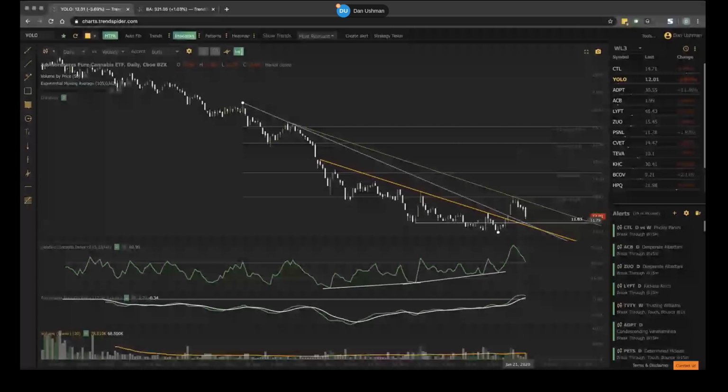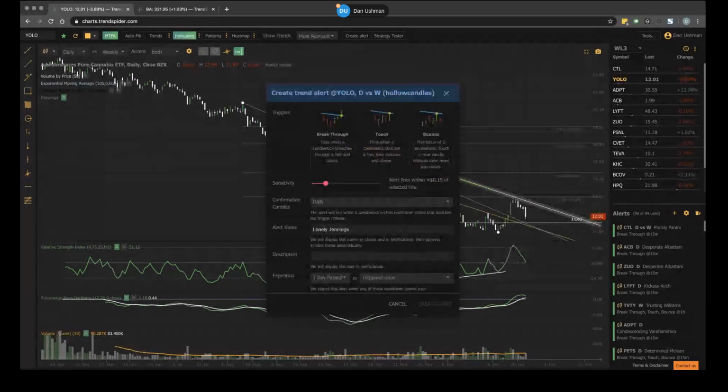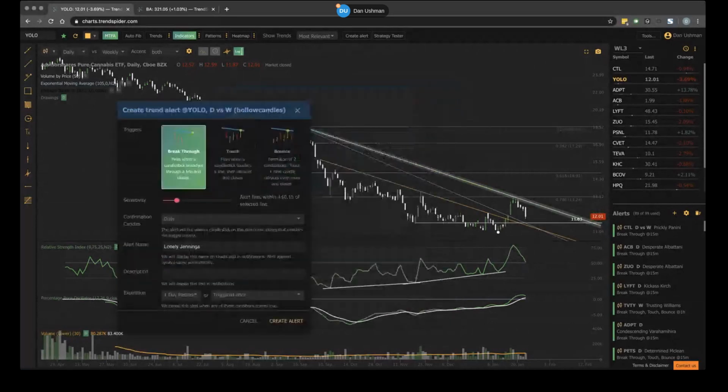And I'm just watching this one to see what it's going to do. I don't have a strong bias here. I think it could go either way, right? So I'm just watching it by hand. But if I were watching a lot of charts at once, I would create a couple alerts here, right, to kind of tell me what it's doing, so I wouldn't have to stare at it.